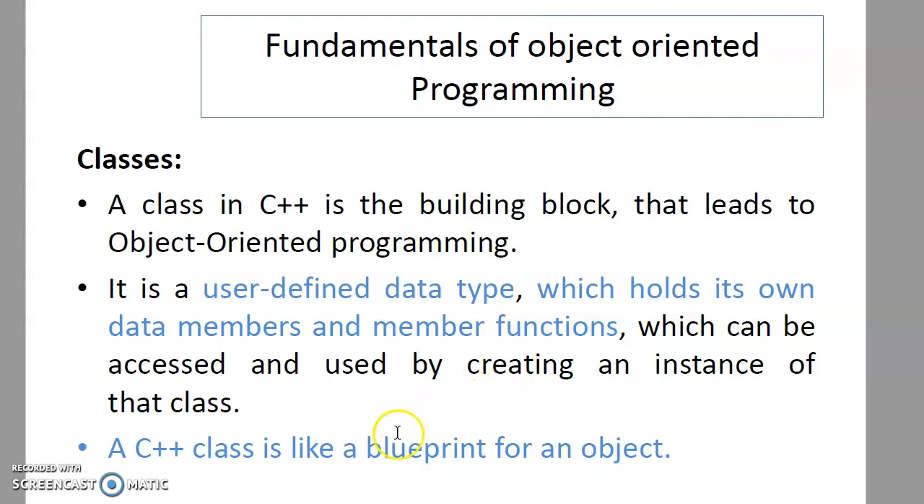A C++ class is like a blueprint for an object. It contains all the variables and method related information of that particular class.